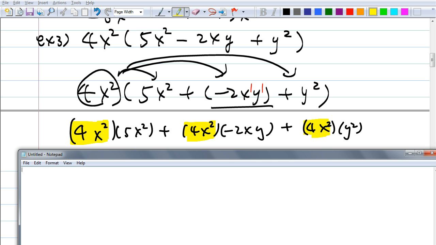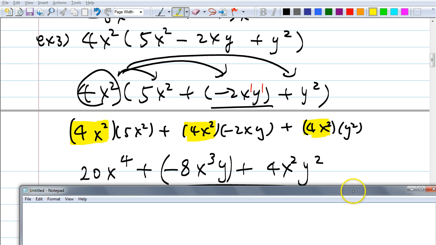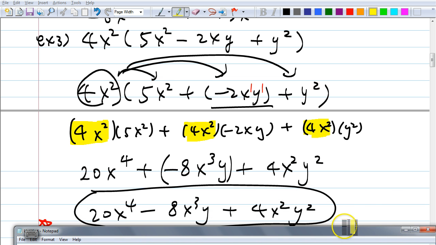Then, when you multiply each of these monomials together, who could tell me what I get? How about Austin? You get 20x squared, you sure? Or 20x to the fourth. Good. 20x to the fourth minus 8x squared y, plus 4x squared y squared. That's right. And of course, I could use, again, the definition of subtraction to rewrite it as this.